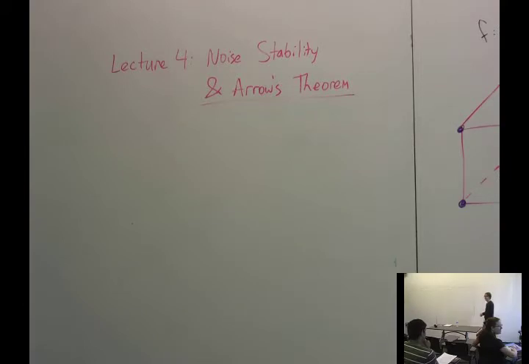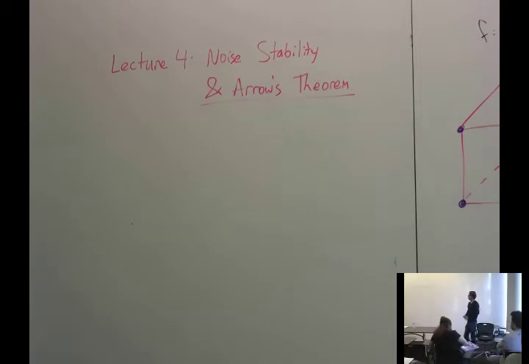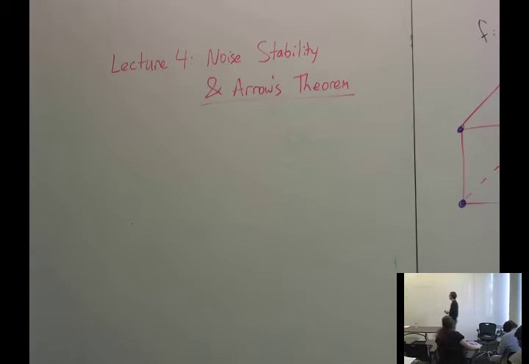Okay, I'm going to get started. Today we're going to be talking about a little bit more stuff that's motivated by social choice. We're going to introduce the very important concept of noise stability and noise for Boolean functions. And at the end, we'll prove Arrow's theorem.